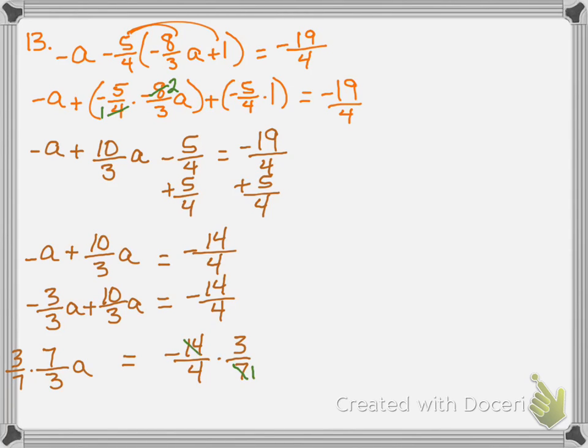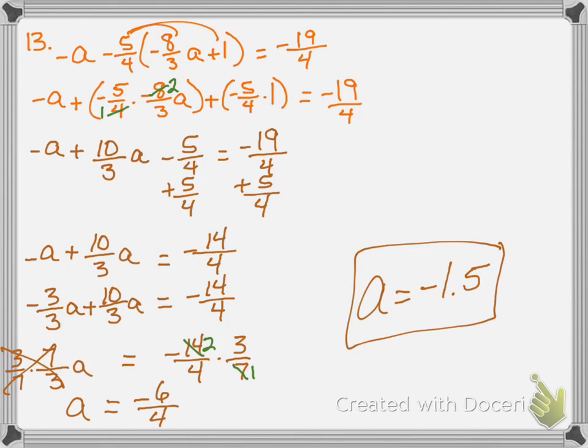I can reduce the 7 and the negative 14 by 7, and that gives me a is equal to negative 2 times 3 is negative 6 over 4, or a is equal to negative 1.5. Okay? Alright, next.